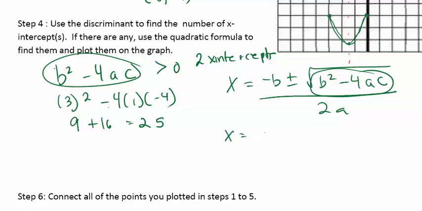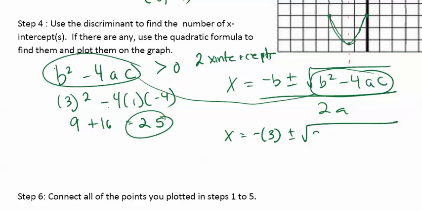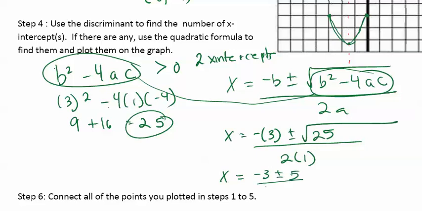Well, x is equal to negative b, and b was 3, plus or minus the square root. And since we already found the discriminant, which is this part under the radical, let's just put that value in, which is 25. So plus or minus the square root of 25, all divided by 2 times a, and a was 1. So now let's simplify that. So x is negative 3, plus or minus the square root of 25, which is 5, and that's all divided by 2.